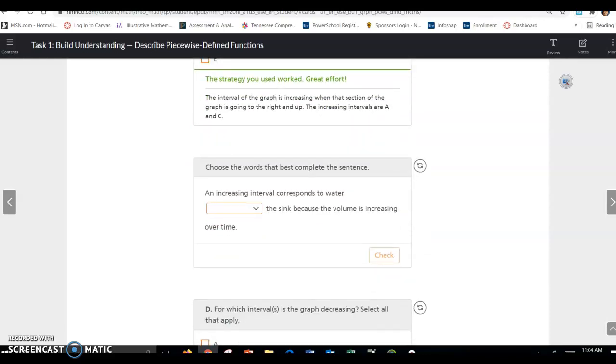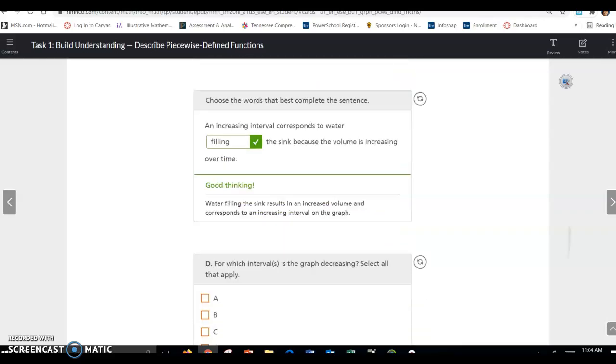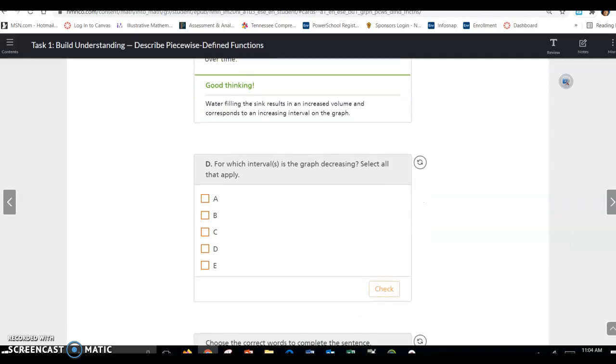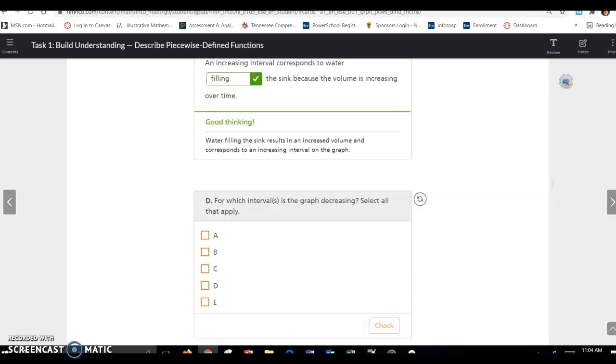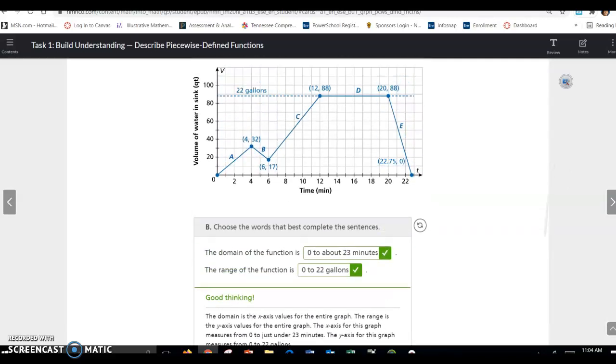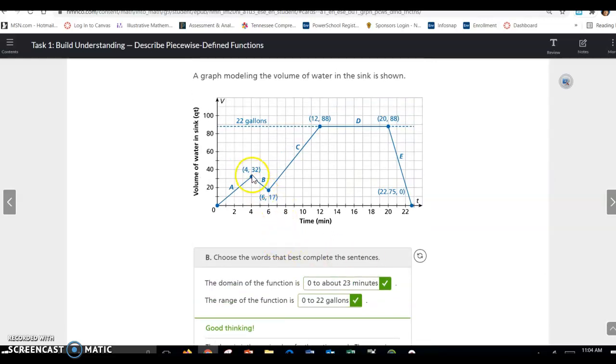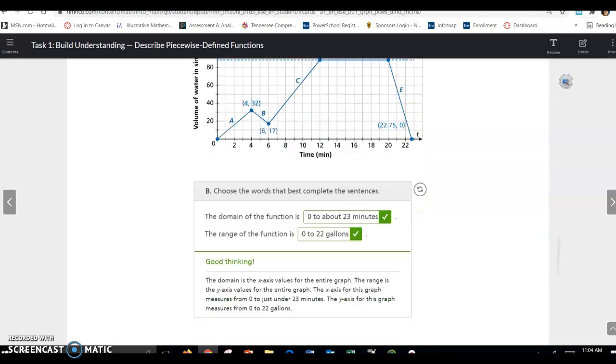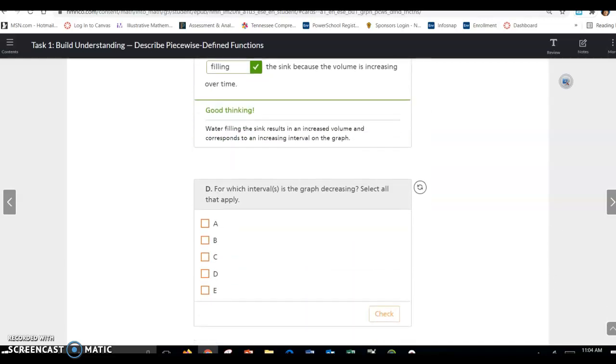Choose the words that best complete the sentence. An increasing interval corresponds to water filling the sink because the volume is increasing over time. For which interval is the graph decreasing? Select all that apply. It's going down on interval B and E. So B and E is decreasing.